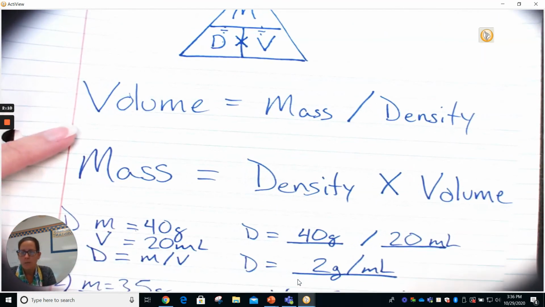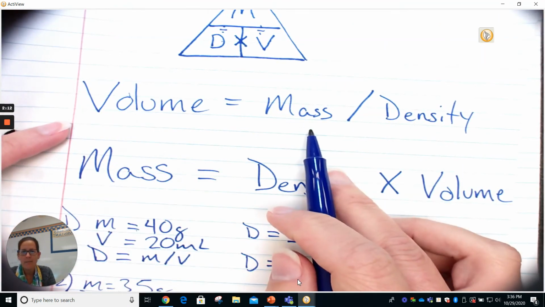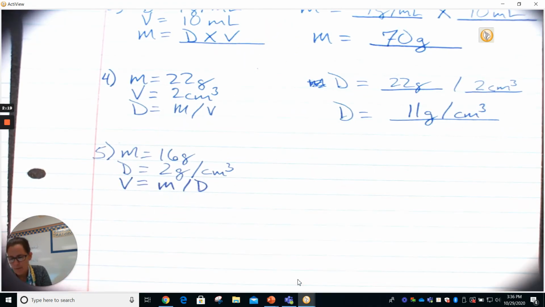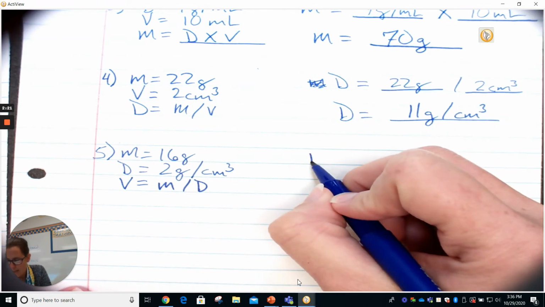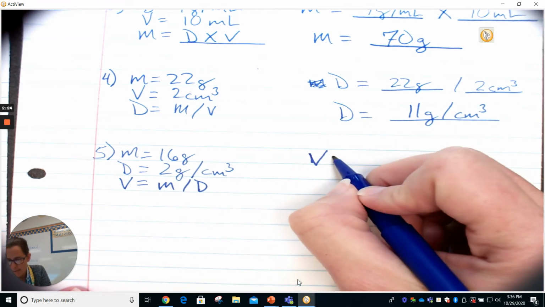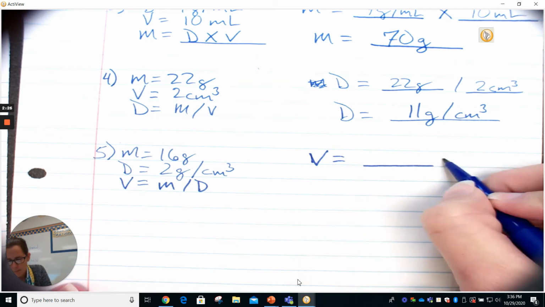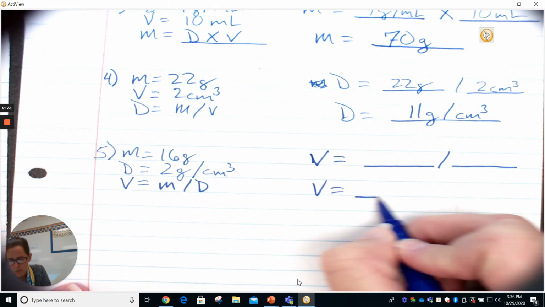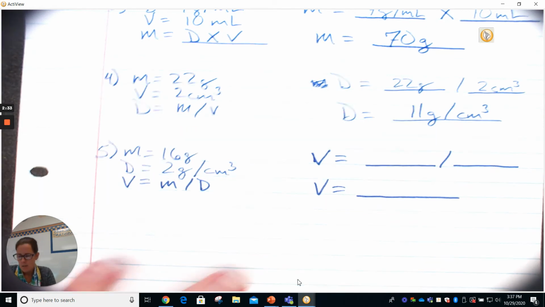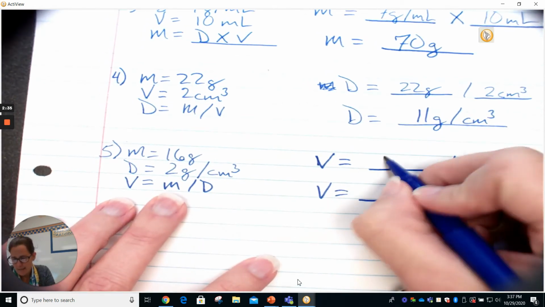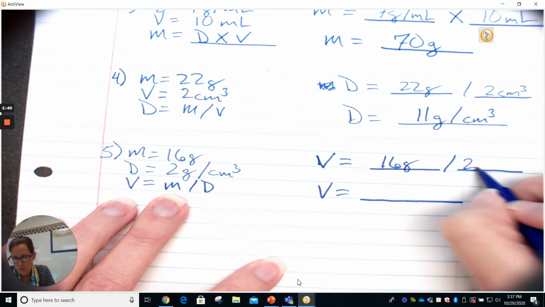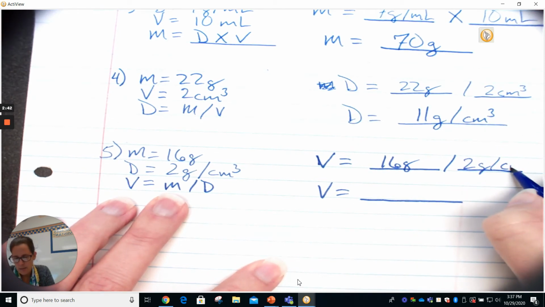So volume equals mass divided by density. So that's what I'm going to put right here. Mass divided by density. And we're going to set this up just like we have everything else. So I'm going to put V equals, give us a spot, another spot, and then our answer is going to go right here. So first we need mass, and mass is 16 grams. Our density is 2 grams per centimeter cubed.